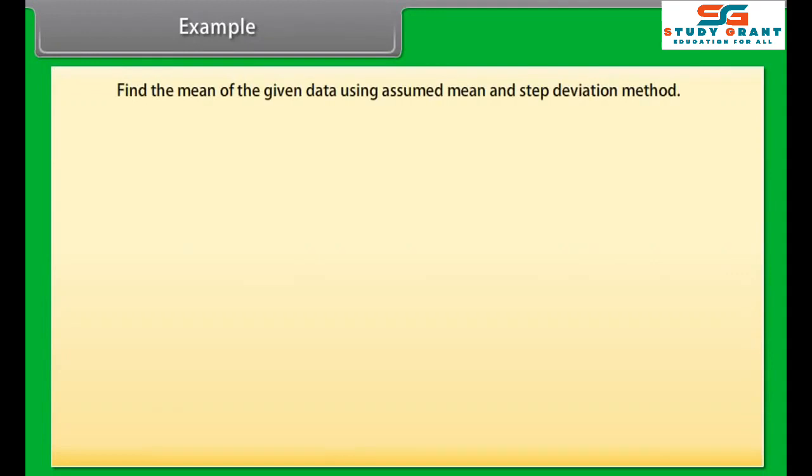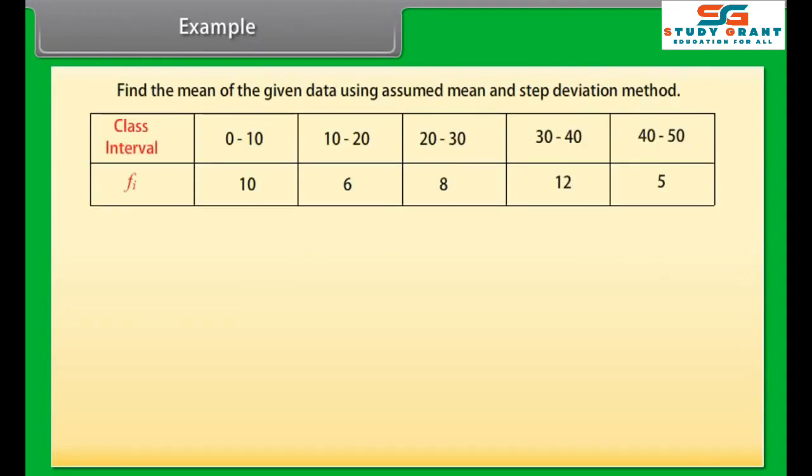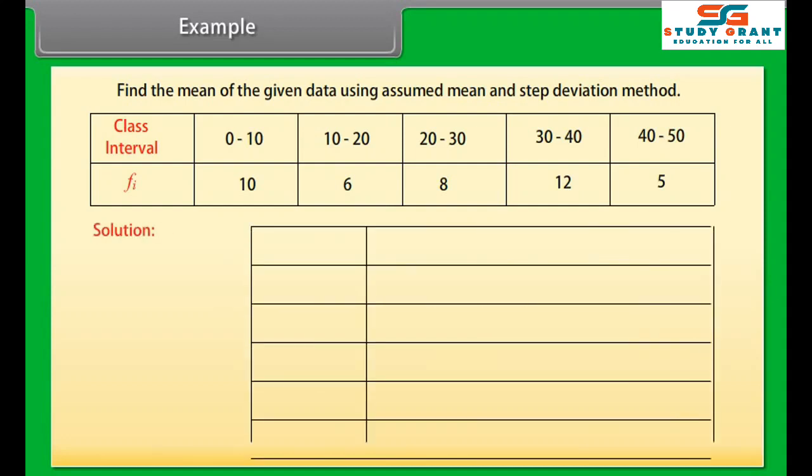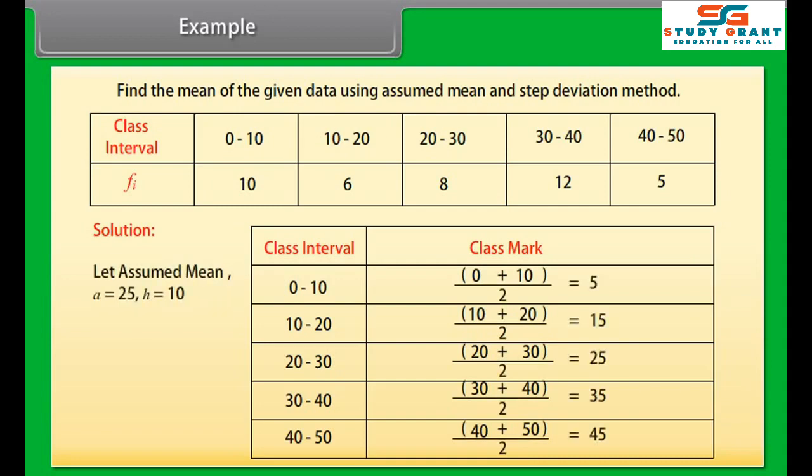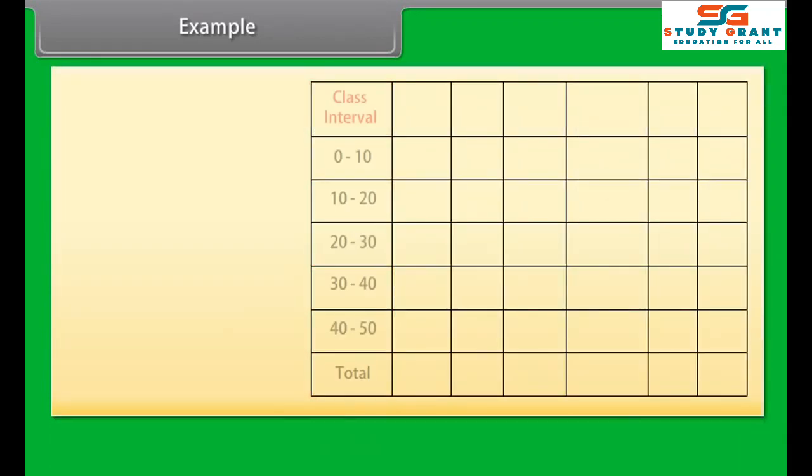Example. Find the mean of the given data using assumed mean and step deviation method. Solution. First, we find the class mark for each class interval by using the formula. Class mark equals upper class limit plus lower class limit upon 2. Let assumed mean a is equal to 25, h equals 10. In the first column, we have written the class interval, and in the second column, we have written the frequency of the respective class interval. The sum of frequencies is 41.